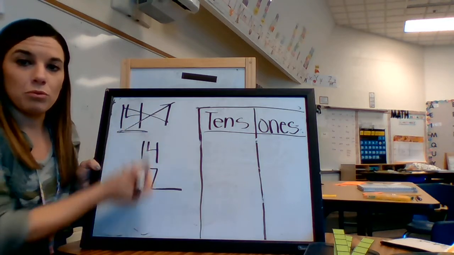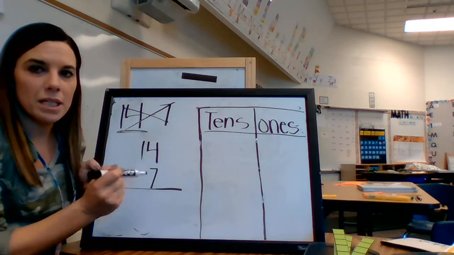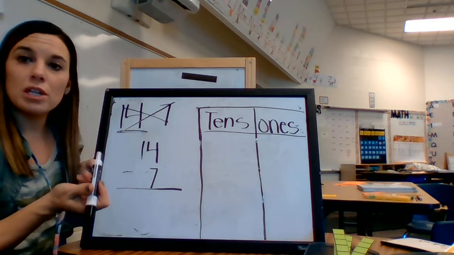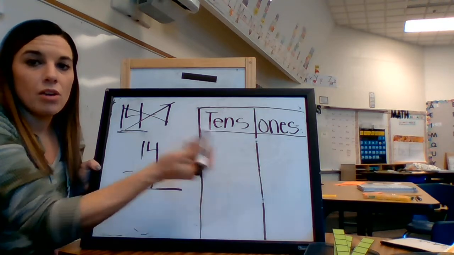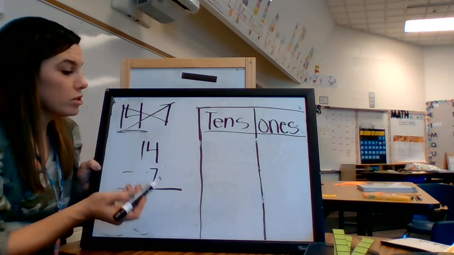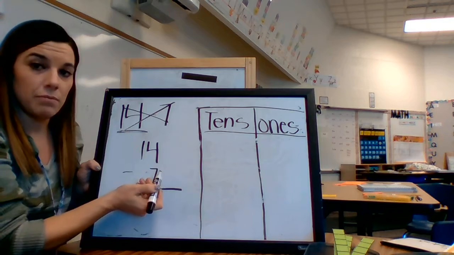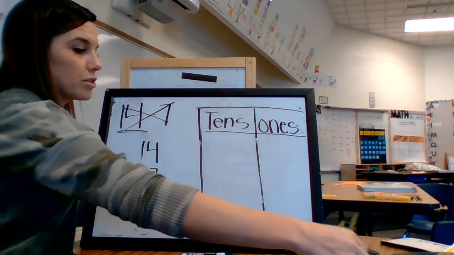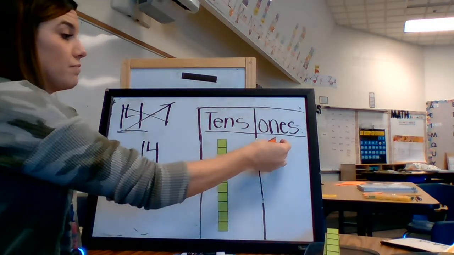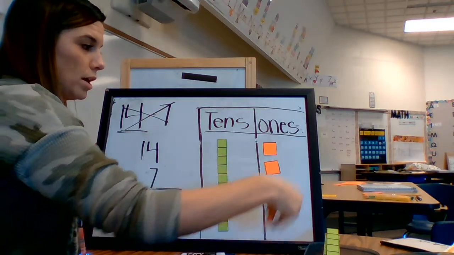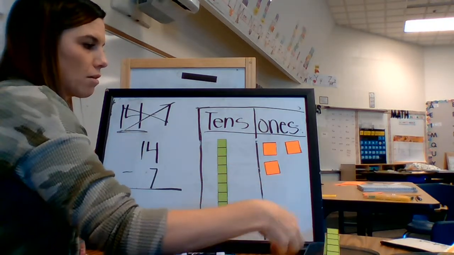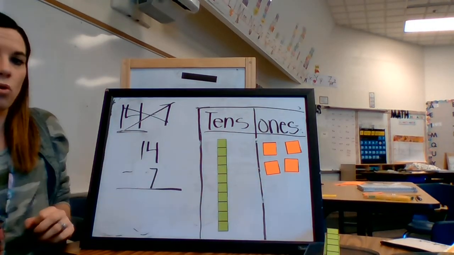So the first thing I did was I realigned my problem. Now I'm going to build the biggest number on my tens and ones board. It is especially important for you to use your tens and ones board for these problems, for regrouping, and you're going to see why in just a second. So I'm going to build the number 14. Well, how many tens are in 14? There's one group of 10, and there are 4 ones. Oops. Okay, one group of 10 and 4 ones.